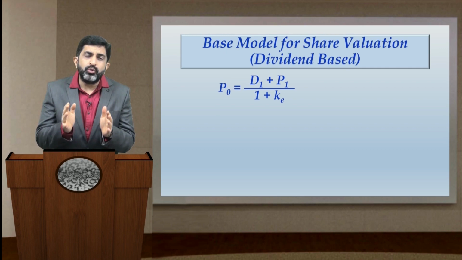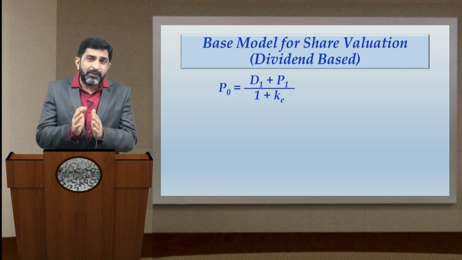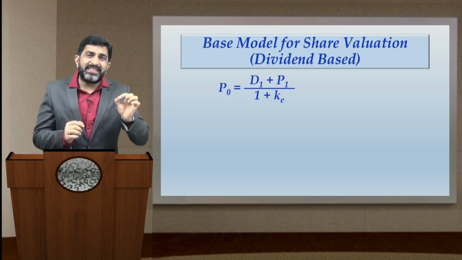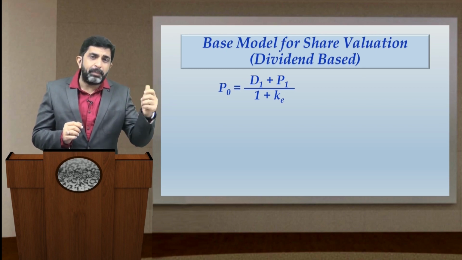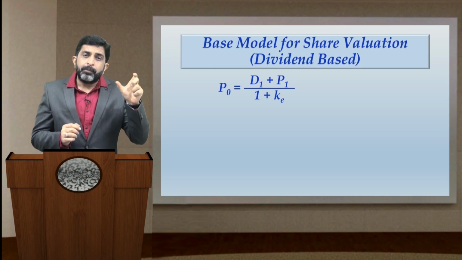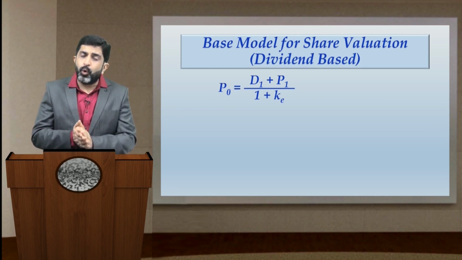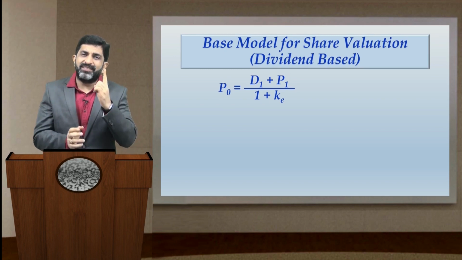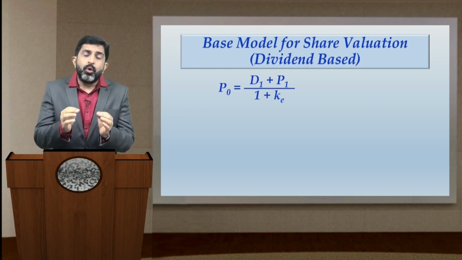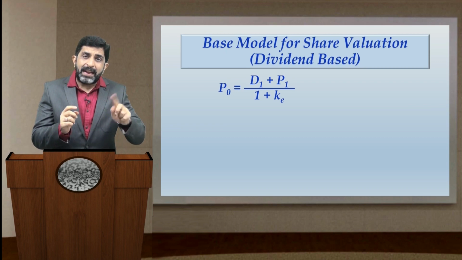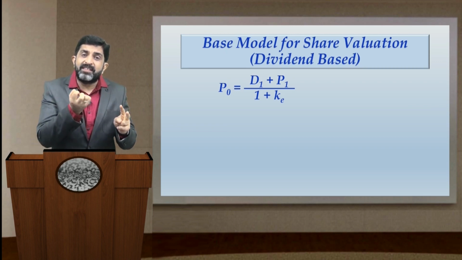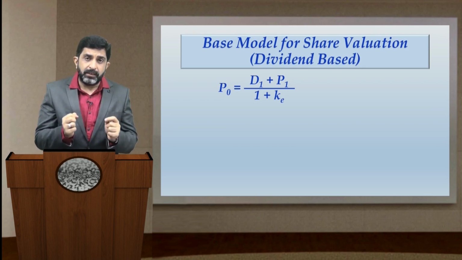So how do you generally arrive at present value? Simple logic is future cash flow is divided by 1 plus expected rate of return, correct? So what is future cash flow over here? Assume that the time horizon for investment is just 1 year. So what will happen? D1 and P1 will be the two components of cash flows that the investor is expecting to receive by end of the year.